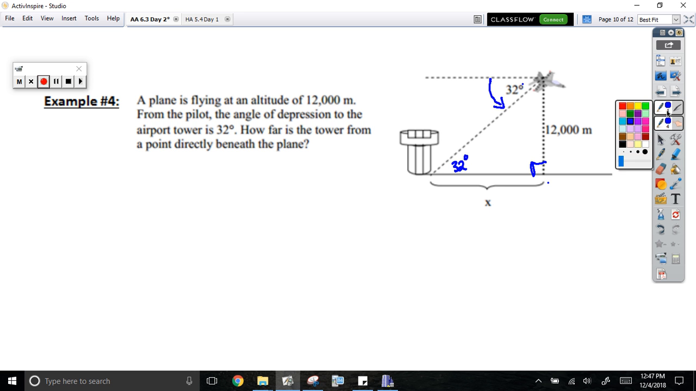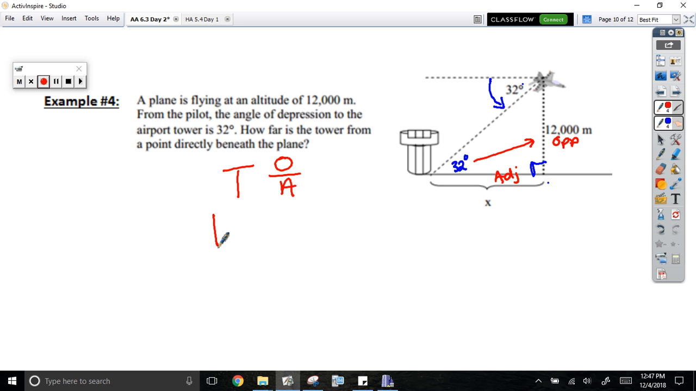Okay, based on the way I've done it so far, what would 12,000 be? Hypotenuse, opposite, or adjacent? Opposite, it's across. And it's not my hypotenuse. That's the hypotenuse, but don't label it. So that makes this my adjacent. What trig function has O and A? Tan. It's the TOA. Okay, now we'll actually take the tangent of 32 equals opposite 12,000 over adjacent x.